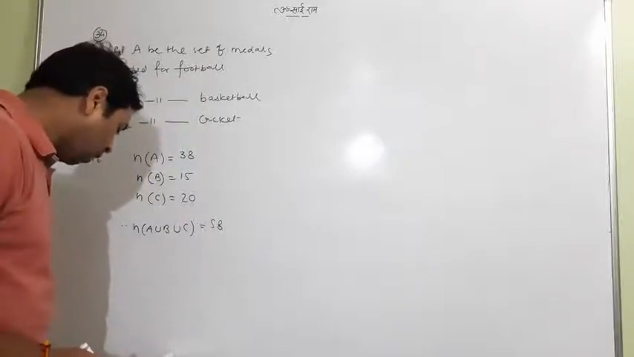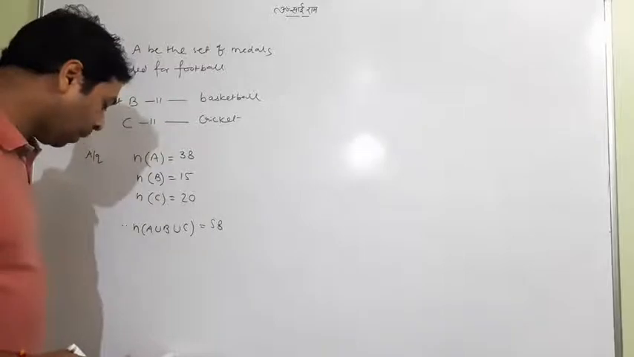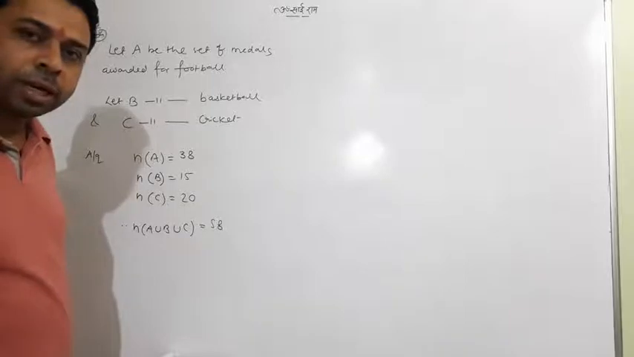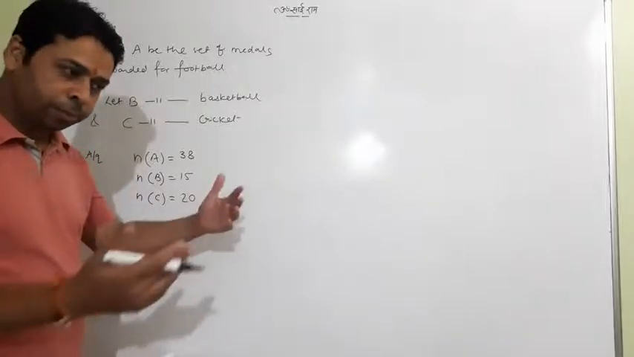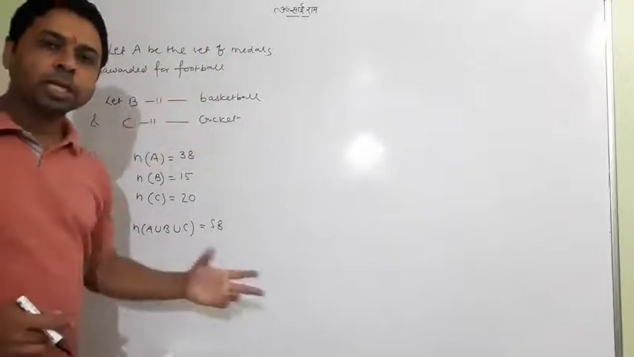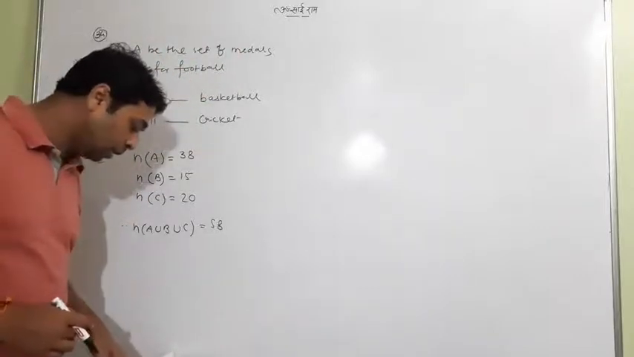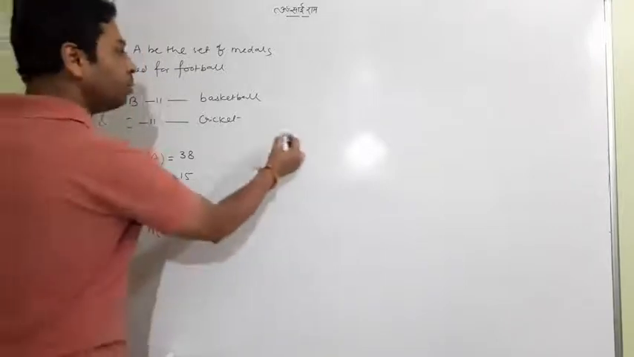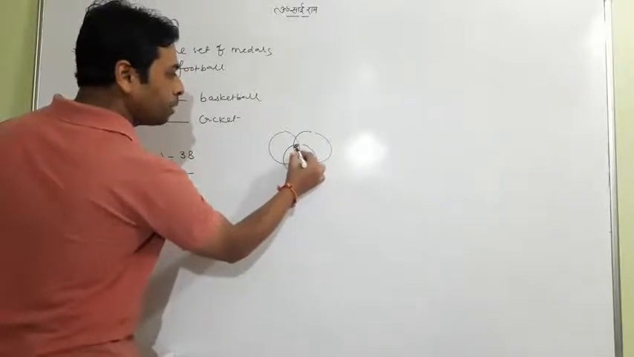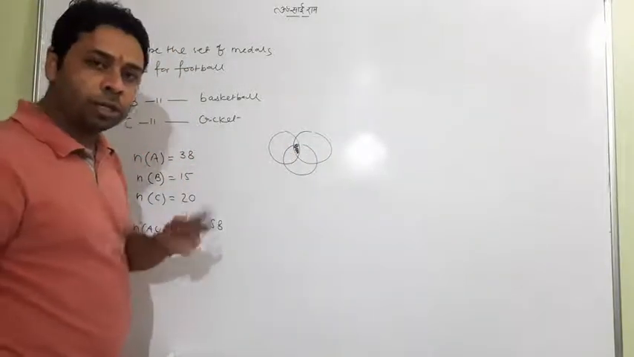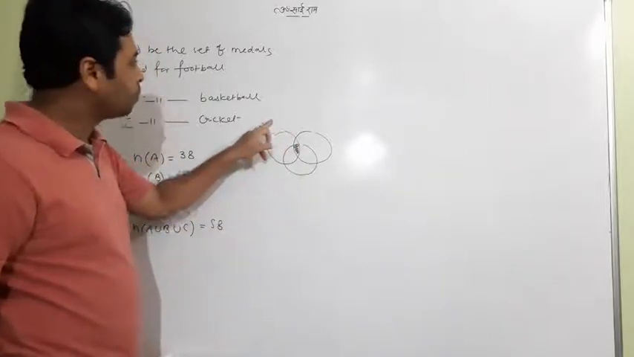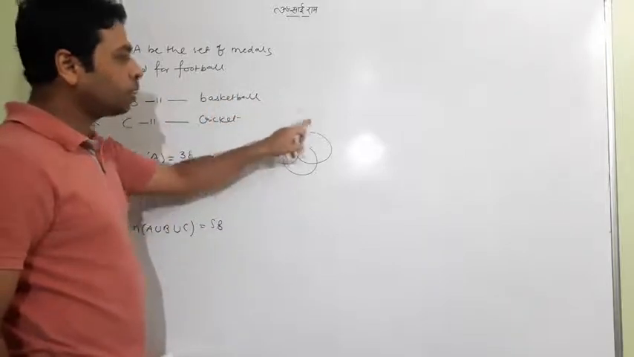Now what next? 3 men got medals in all the 3 sports. What does that mean? A single person can get a medal in football, one in cricket, and one in basketball, meaning he is an expert in all the games. So 3 men got medals in all. If we think about the picture, this particular region has the number 3, because these are the 3 men who got awards in all the sports. A is for football, B for basketball, C for cricket.